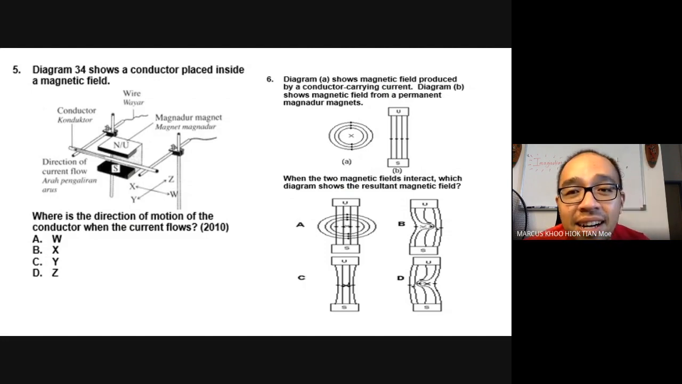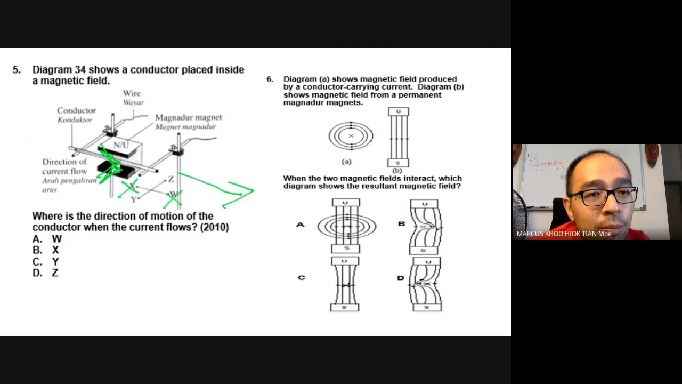Okay, you know what? Let's say the current flows here. Current is flowing this way. Where is this going to go? Definitely X and W, no need to say. It cannot be in the same direction as the current. So it's either going to go towards here or towards here. Which way is it going to go?